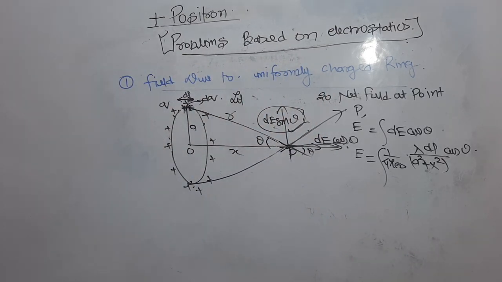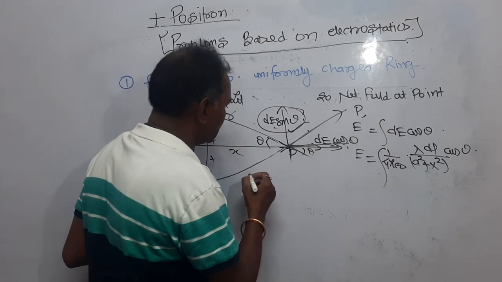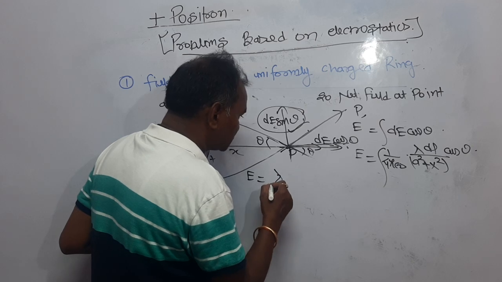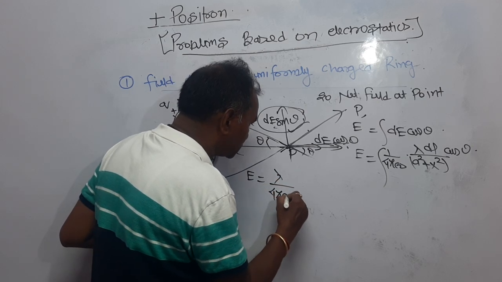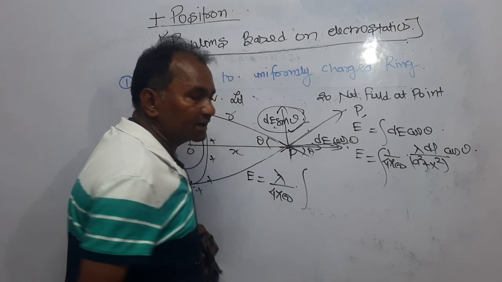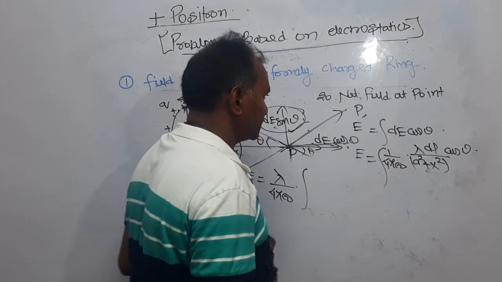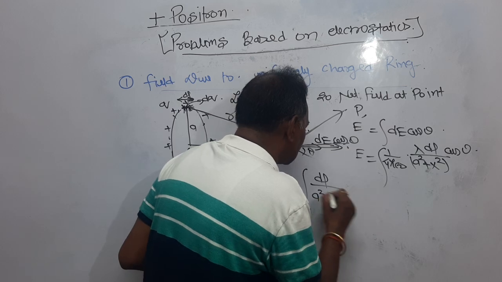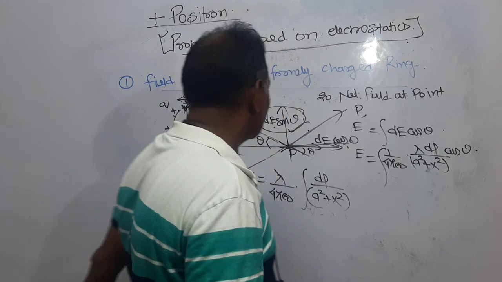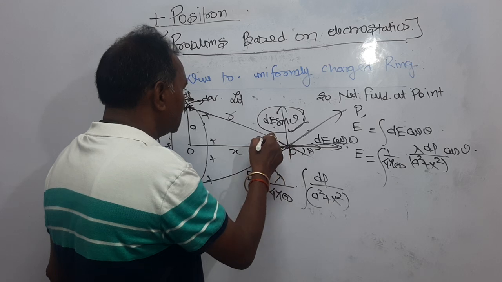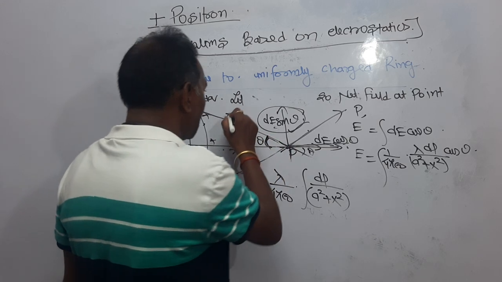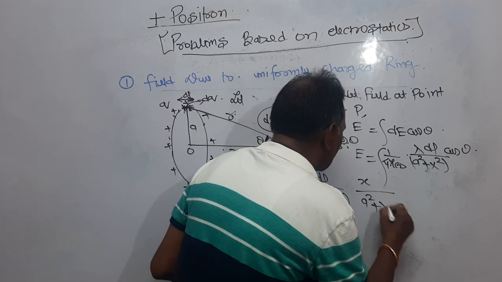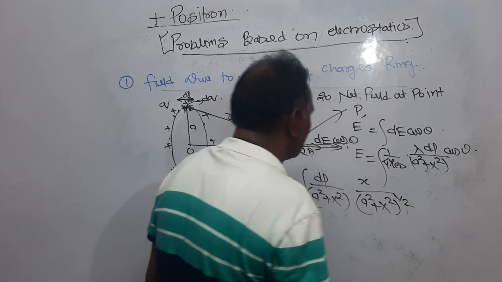Yeah, right. Now, integral, look here, E is equal to lambda upon 4 pi epsilon naught, I am taking out. It's a constant. You can take it in or out of the integration or differentiation, no matter. dl over a square plus x square. Now look here, cos theta. Cos theta, considering this angle, is base upon hypotenuse, that is x upon r. And r is what? That is a square plus x square, square root, means to the power 1 by 2.